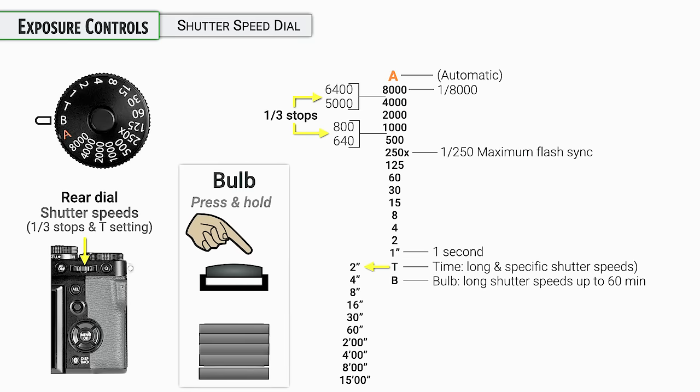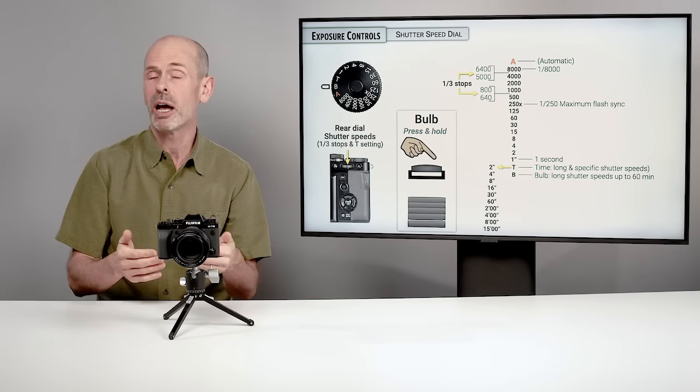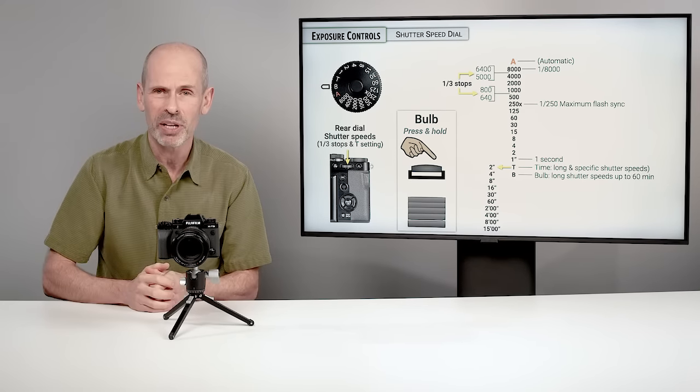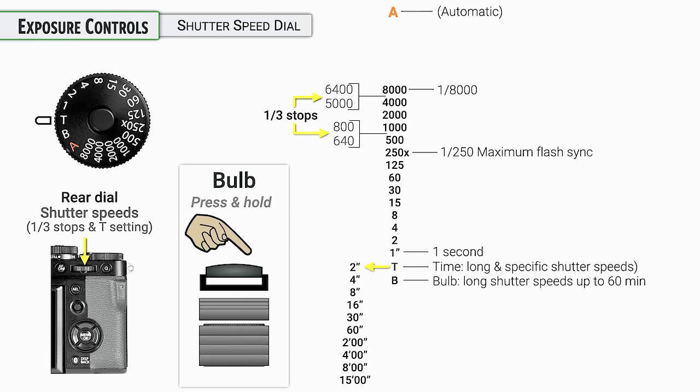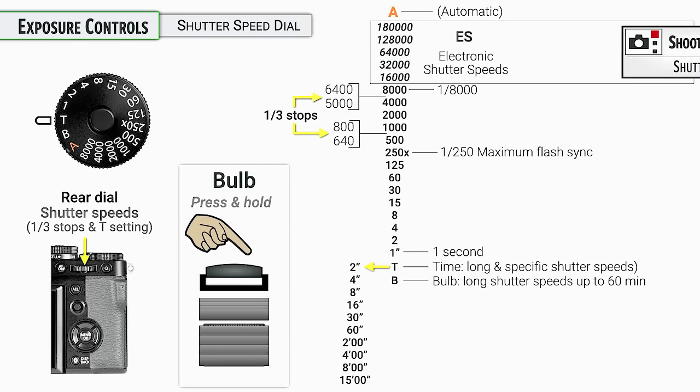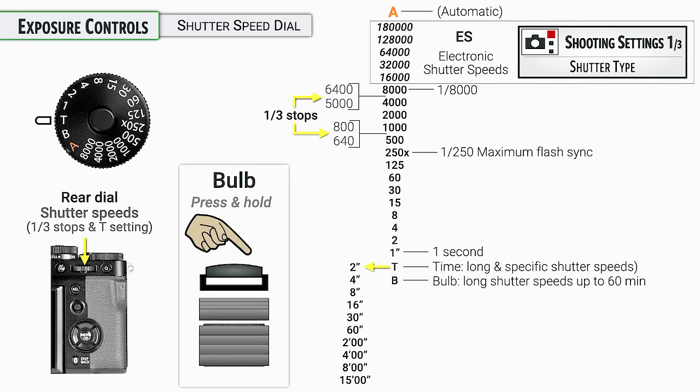Now, the shutter speed dial's top shutter speed is 8,000th of a second, but that is not the top shutter speed in the camera. You can actually go much faster than that. This is the fastest shutter speed I've seen on any consumer camera, up to 180,000th of a second, using the electronic shutter speeds.